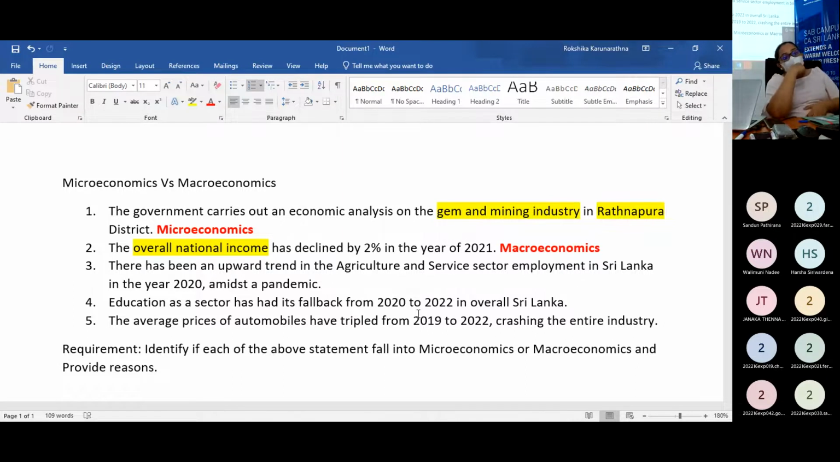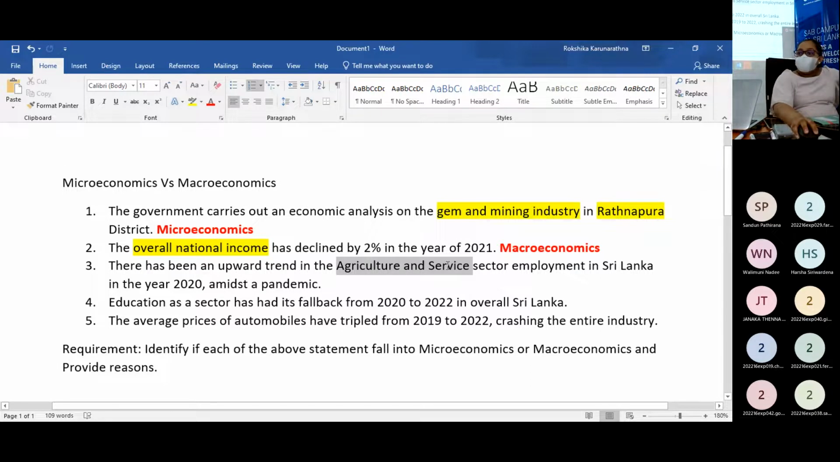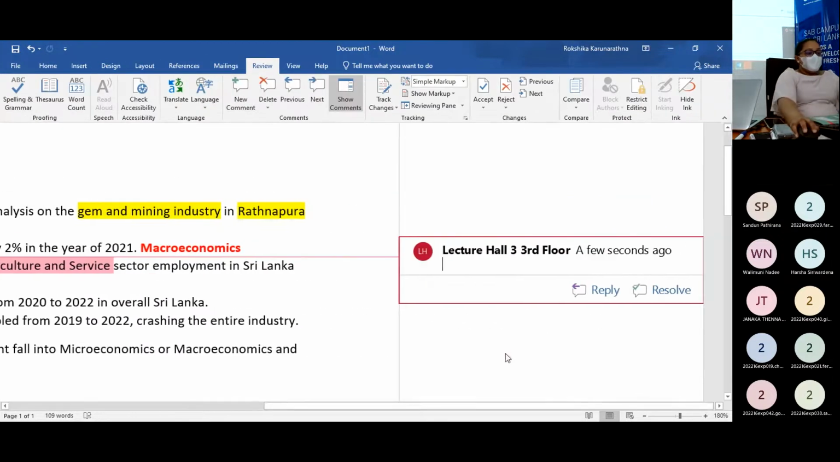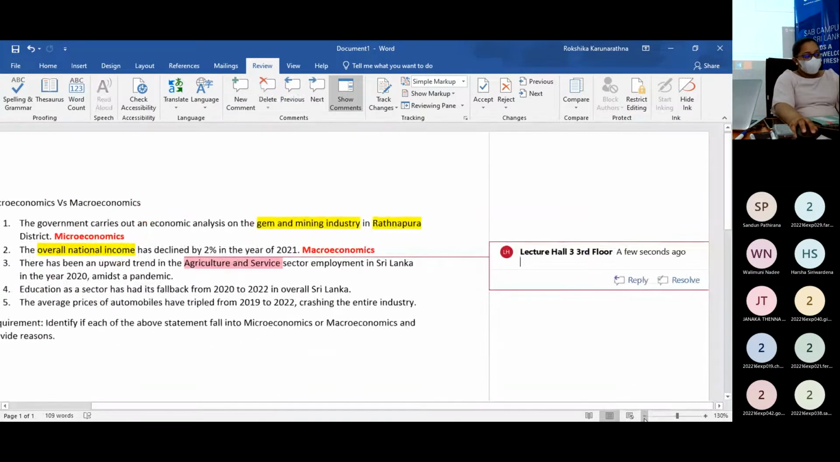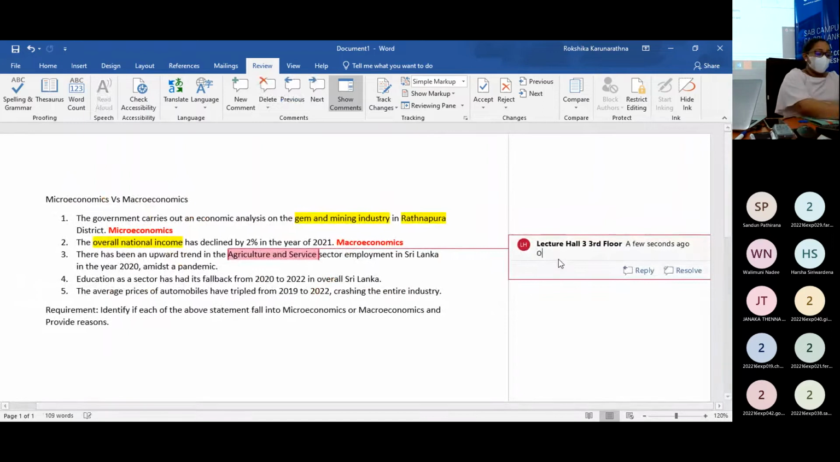Why do you say it's microeconomics? Because it's agriculture and service sector. What is missing? Now for this, we have to have some kind of economic background. This is not directly put through. This is our national income or output. I'm going to comment on this. This is coming from our output.